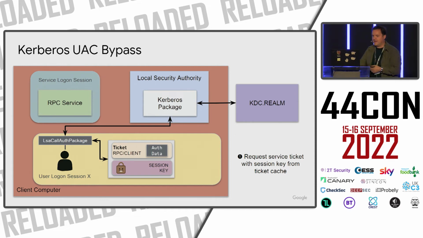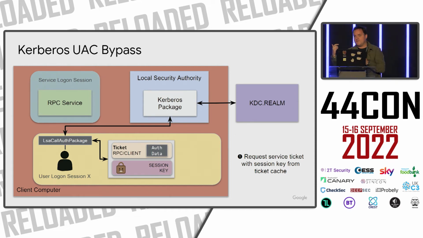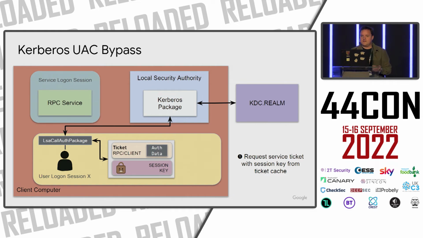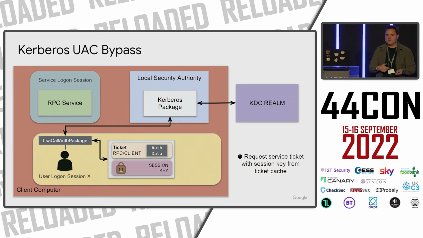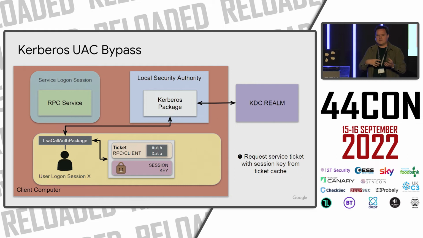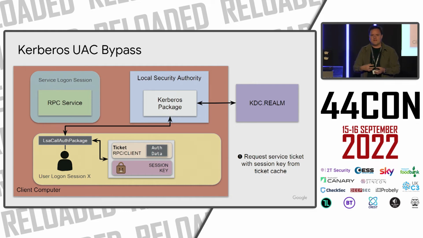Now, in this particular case, it's actually even simpler. We don't actually need the TGT necessarily for the UAC admin bypass, because if we request the service ticket, we can get the session key for it. Now, there's a special kind of operation called a renewal in Kerberos, because each service ticket has an expiry date on it.